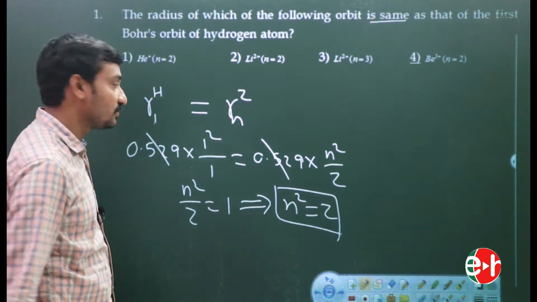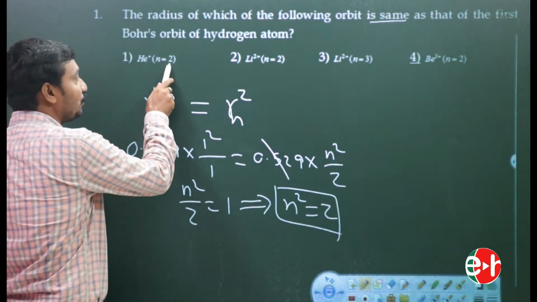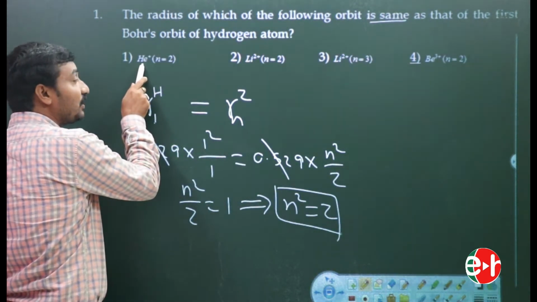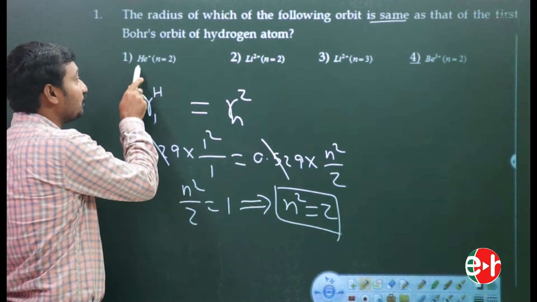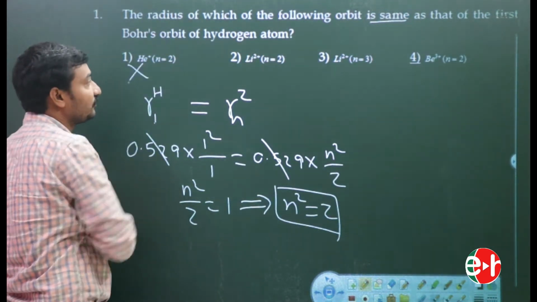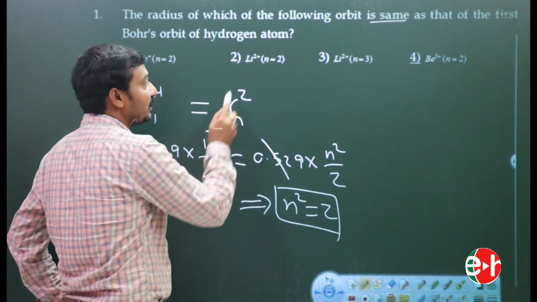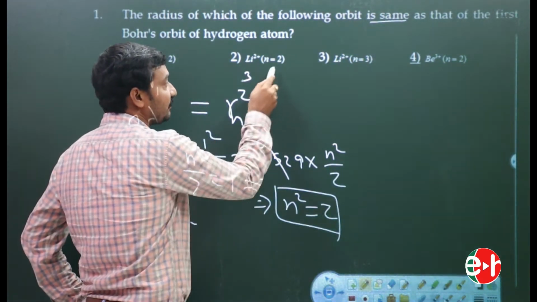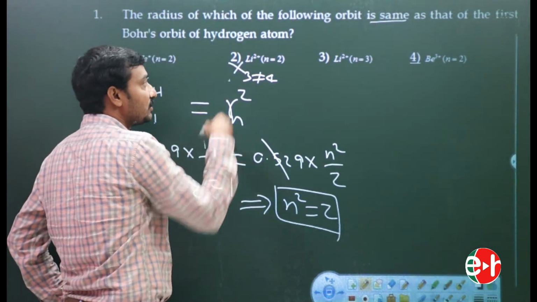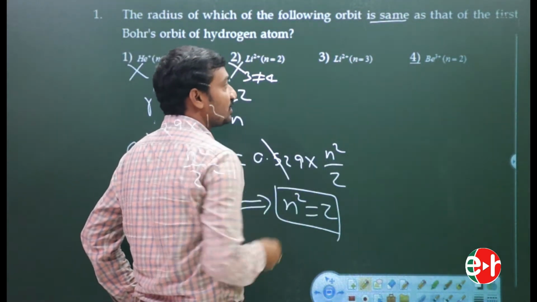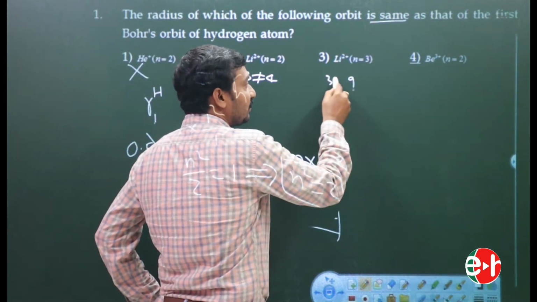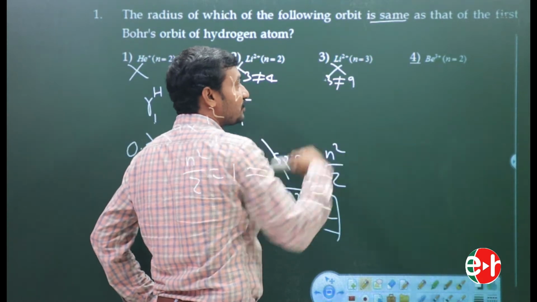Then go with the options. Here n value 2, helium atomic number 2: 2 square is 4, not equal to 2, so this option is wrong. Now here lithium atomic number 3, n square value 4, not equal to 3, so this is wrong. Coming to the next one, atomic number 3, n square 9, so 3 is not equal to 9, so this option is also wrong.